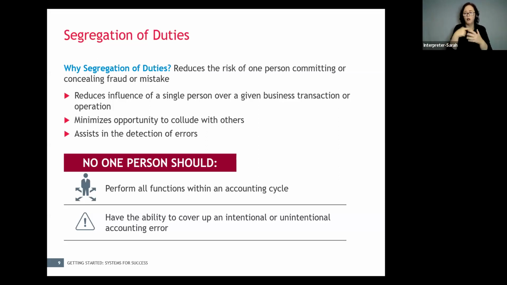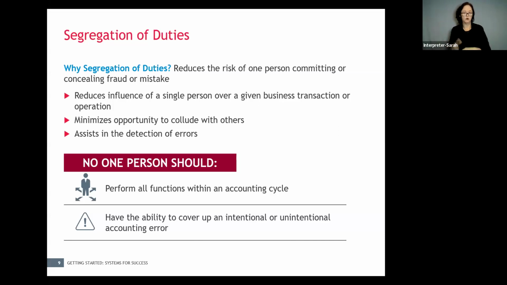If just one person is doing all of those functions in an organization, it can become really ripe for either error, which happens because we're human beings, or intentional fraud to be overlooked because there's not another pair of hands or set of eyes in a process. So we really don't want to have one person doing absolutely everything.